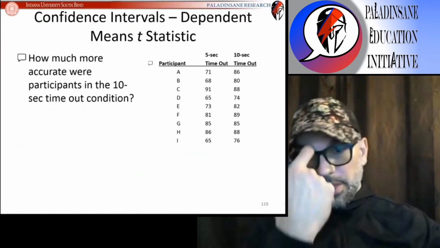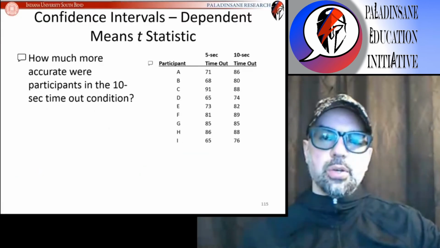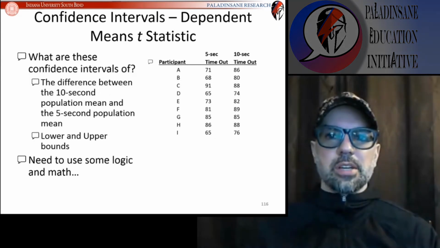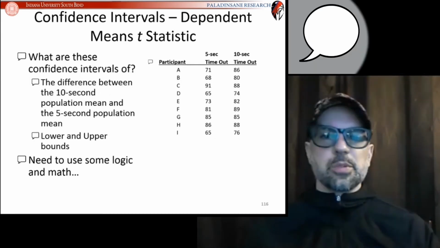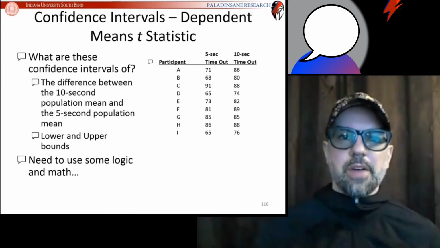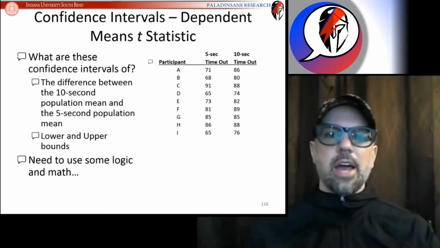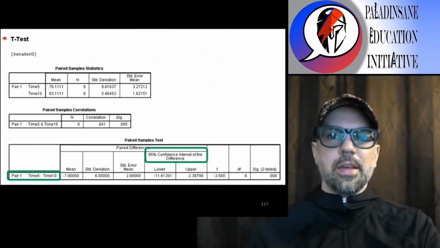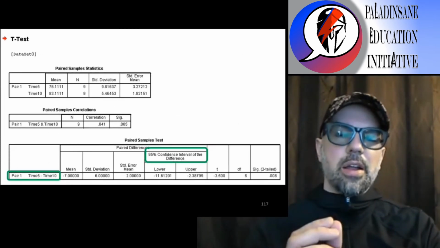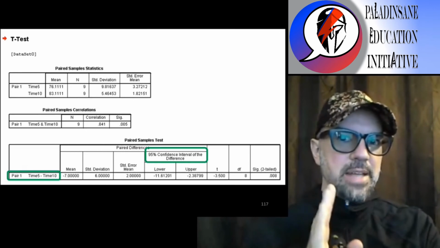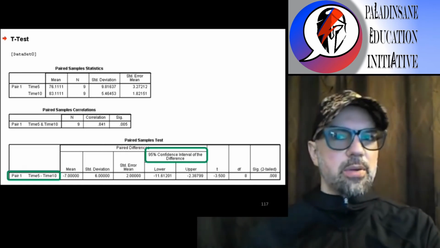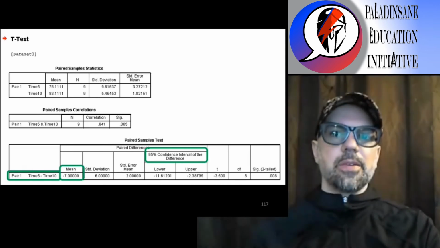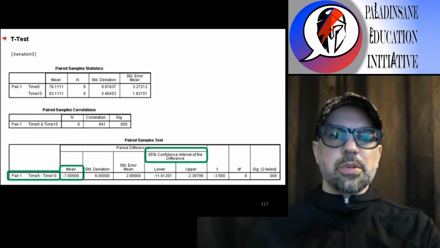However, we want to put that into a format that is more understandable. So what are these confidence intervals of? Well, we have the difference between the 10-second population mean and the 5-second population mean, and we have our lower and upper bounds. So now we've got to use a little logic and a little math. So the center of our interval, our point estimate, our best guess at how much more accurate the 10-second timeout condition is, is right there. It's the mean difference, and in this case, it's 7%.